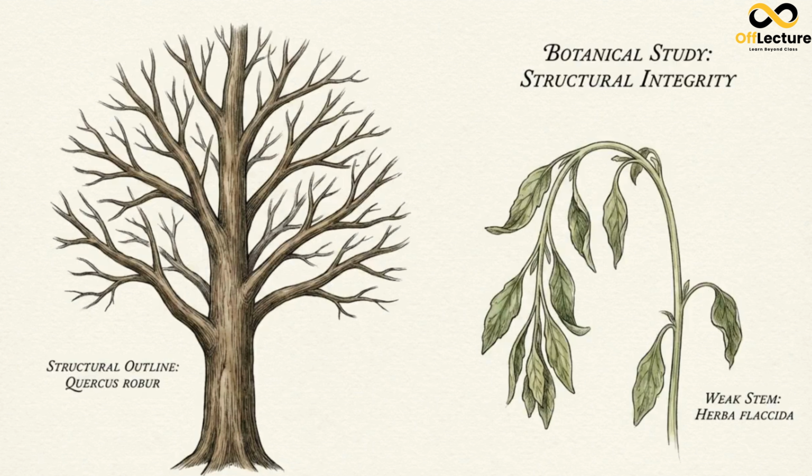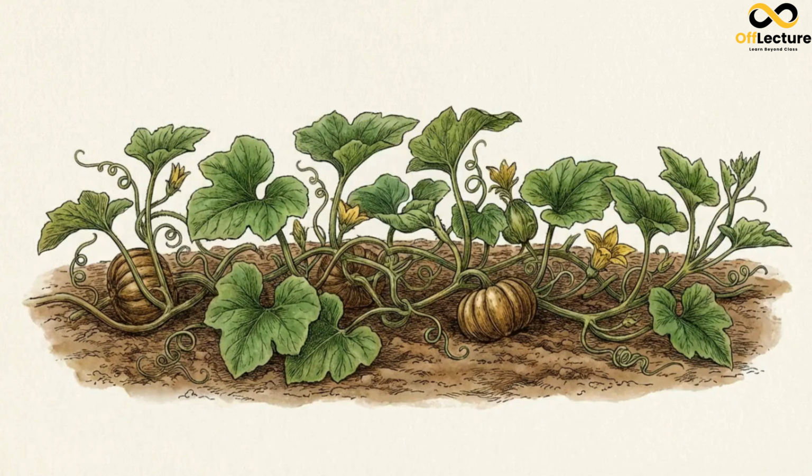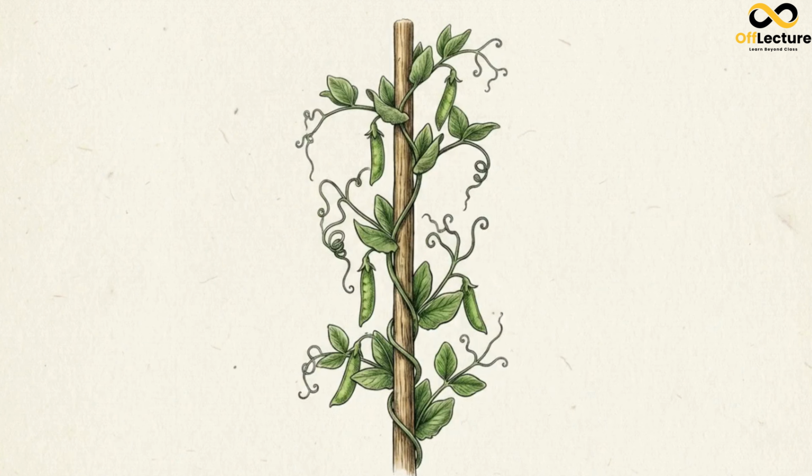But the matrix has anomalies. Some plants possess stems that are simply too weak to stand upright on their own. We divide these anomalies into two types. Creepers, like watermelon and pumpkin, are so fragile they simply spread flat horizontally across the ground. Climbers, like the money plant or pea plant, also have weak stems, but they utilize neighboring structures, a stick or a wall, to ascend vertically.